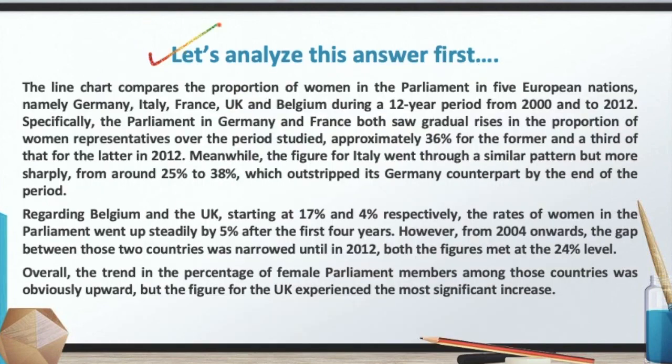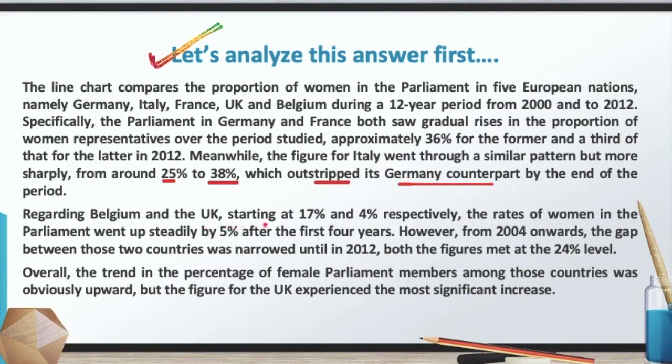Now let's analyze this answer. The line chart compares the proportion of women in the parliament in 5 European nations, namely Germany, Italy, France, UK, Belgium during a 12-year period from 2000 to 2012. Specifically, the parliament in Germany and France both saw gradual rises in the proportion of women representatives over the period studied, approximately 36% for the former and a third of that for the latter in 2012. Meanwhile, the figure for Italy went through a similar pattern but more sharply from around 25 to 38%, which outstripped its Germany counterpart by the end of the period.